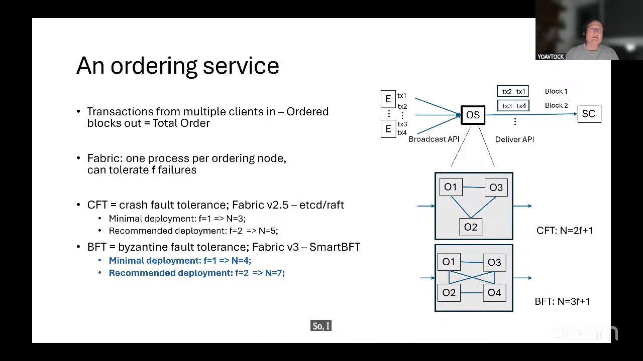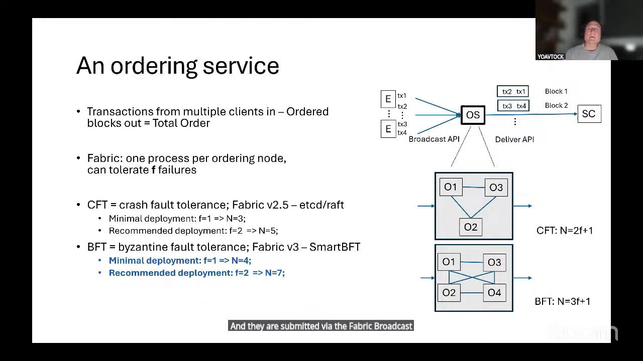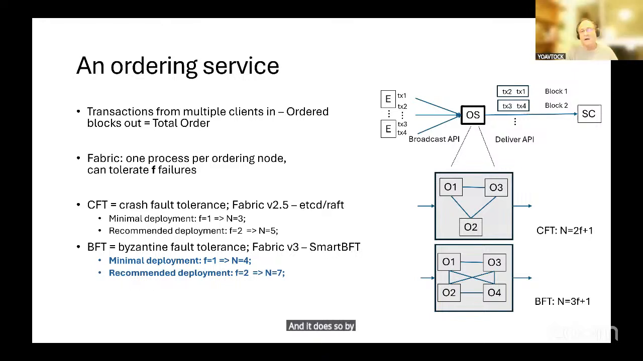So I'll go back a step and describe what an ordering service is. Basically, it is a very simple thing. It's a service to which multiple transactions are submitted by multiple clients, which we call endorsers, via the Fabric Broadcast API. The job of the ordering service is to produce a total order of transactions, and it does so by bundling transactions into blocks and then totally ordering the blocks. That's what we do.